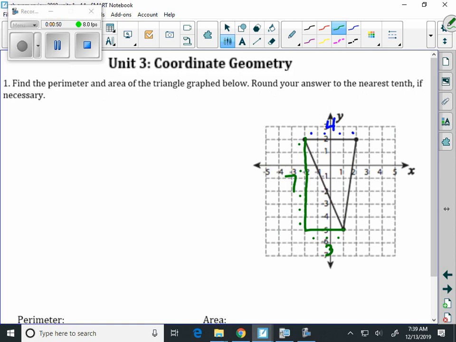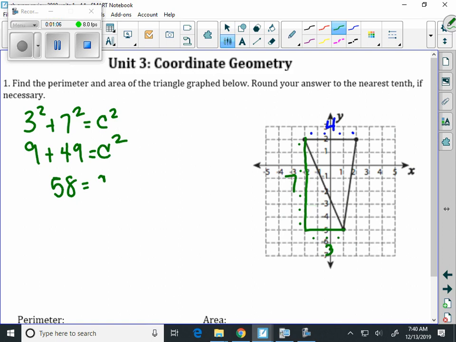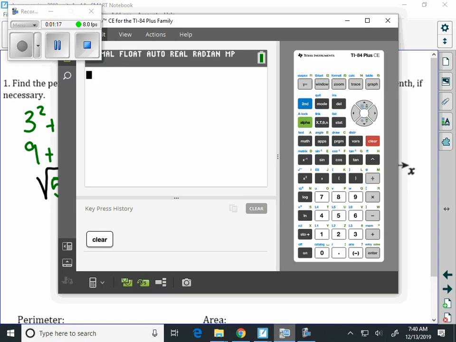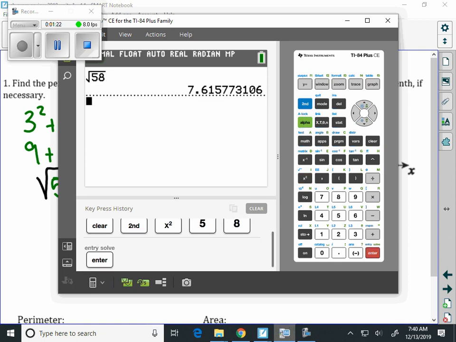So when we set this up, we have 3 squared plus 7 squared equals c squared. 9 plus 49 equals c squared. 58 equals c squared. And type it into Desmos, type it into your graphing calculator. When I pull this up, square root of 58 is 7.6.